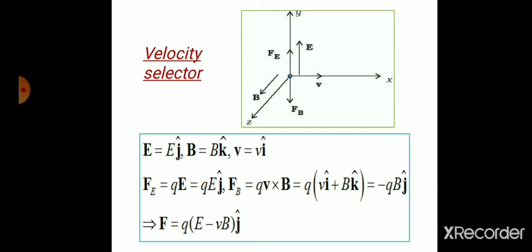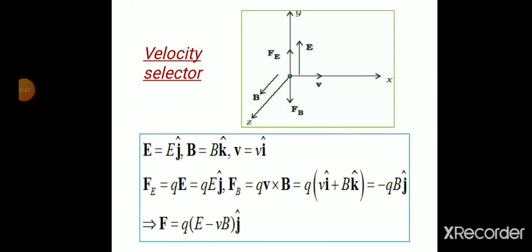Here we know the electric force Fe will be equivalent to qE, which can be written as q into magnitude of E into unit vector j. Magnetic force Fb is written as q into v cross B, which is equivalent to q into v i cross B k. We have seen i cross k is equivalent to minus j. So Fb will be equivalent to minus qvB j.